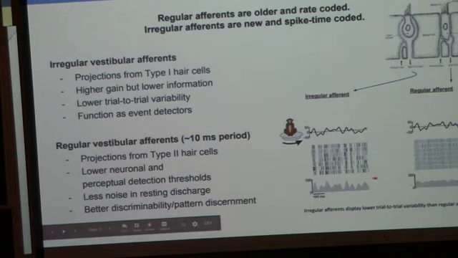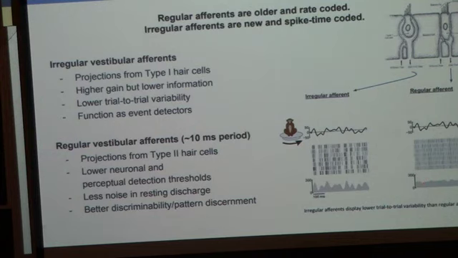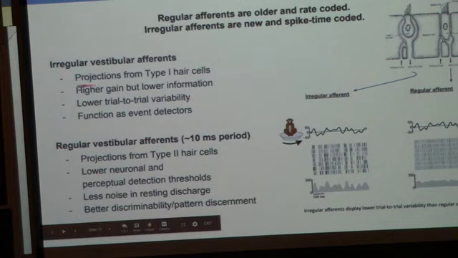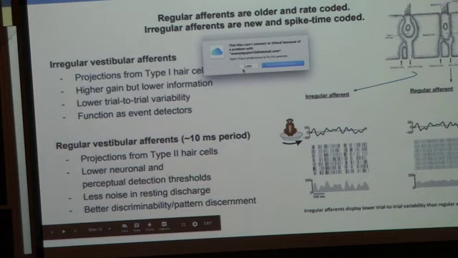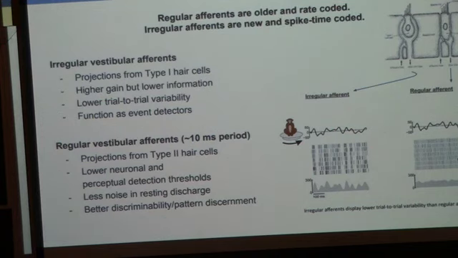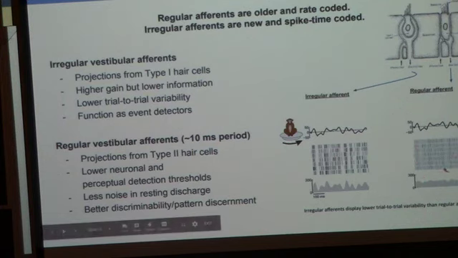We also see that overall in the actual firing rate, if we were to plot that, there's just less firing in the regular afferents than there is in the irregular afferents. And so you have a higher gain in the irregular afferents than you do in the regular afferents. Another important thing to note is that because you have this very consistent pattern, you're able to have better discriminability and pattern discernment in the regular as opposed to the irregular afferents. Question?